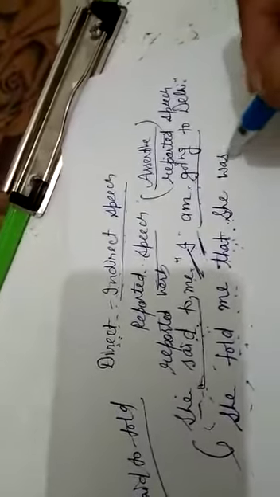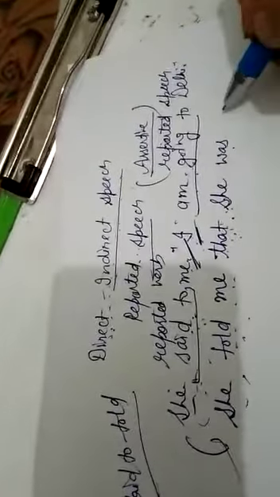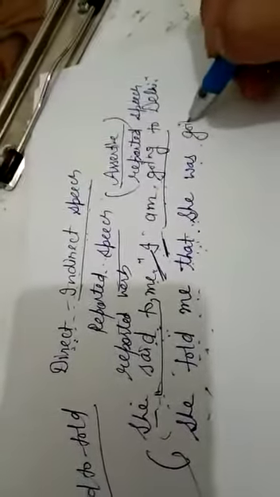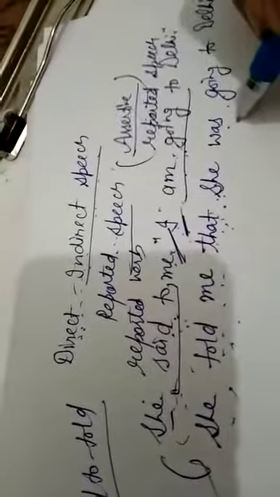She is going to Delhi. So "is, am, are" change to "was, were". This is the rule of indirect speech; I will tell you the rules later. She was going to Delhi. Present continuous changes into past continuous tense. This is the rule here.